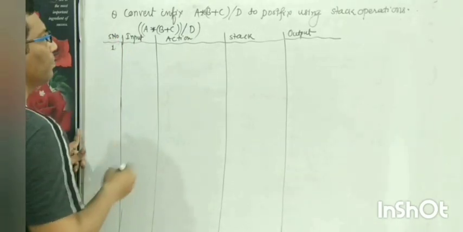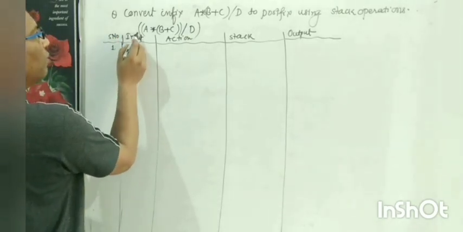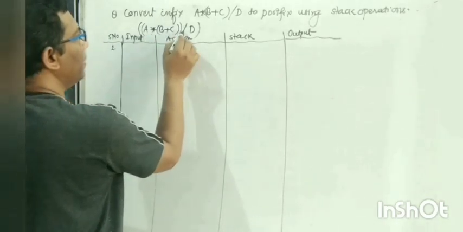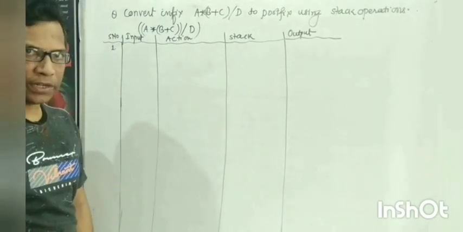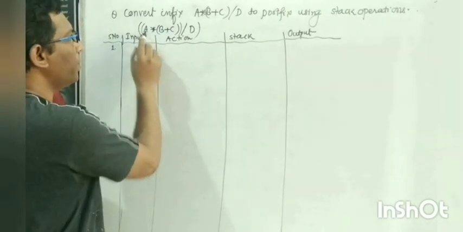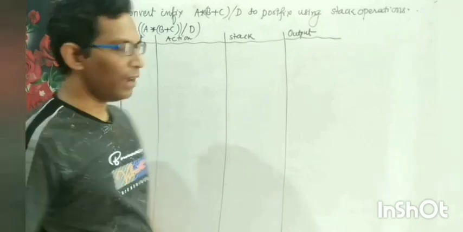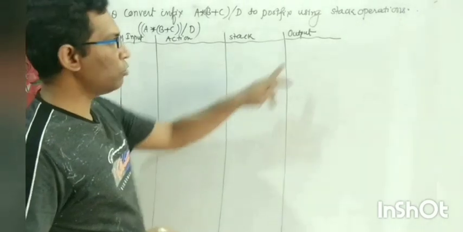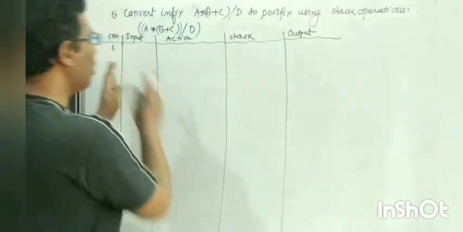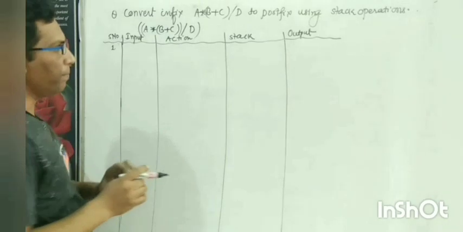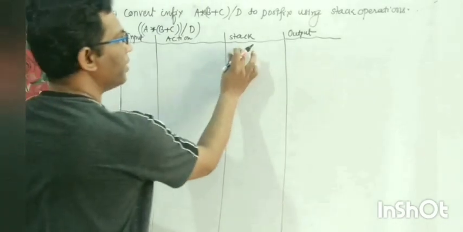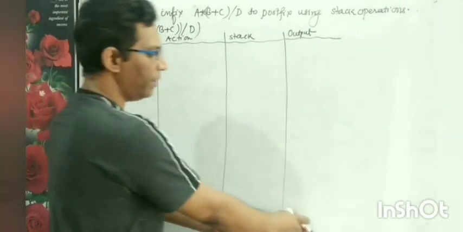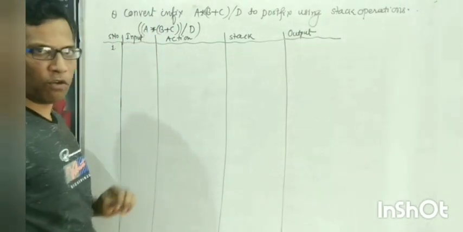The first step, the first operator. These are the operators: opening bracket, multiplication, plus, opening bracket, closing bracket, division, and the closing bracket. So we will push these operators into the stack, and the variables, that is operands A, B, C, and D, will be placed to the output. And one by one, according to the operator, we will pop the operator from the stack and move it to the output. And finally, we will get the final output in postfix form.